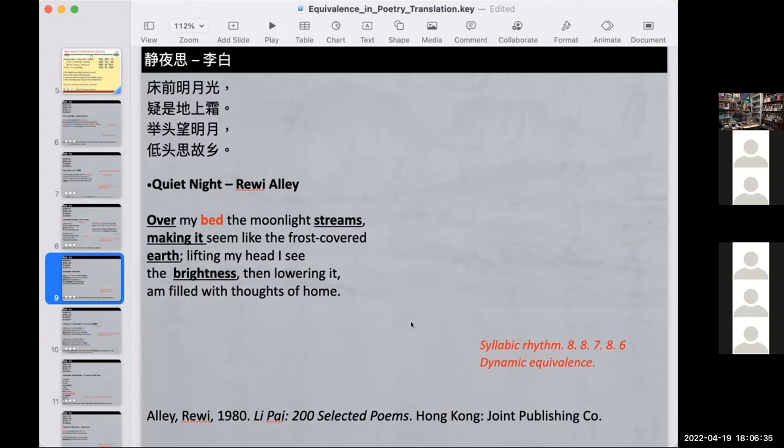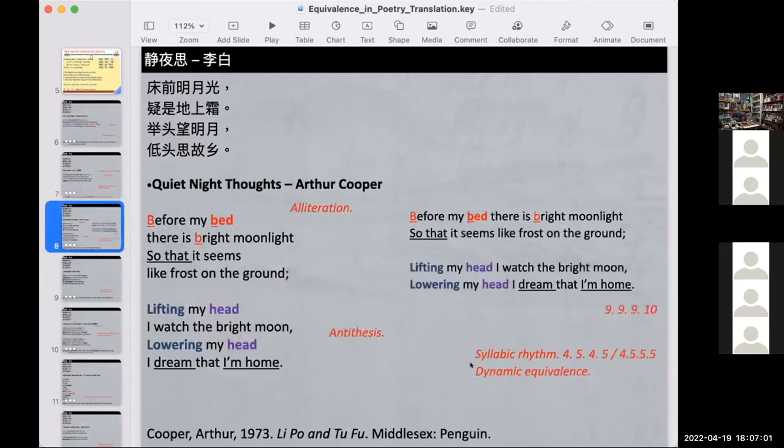But why did he do that? Because of the syllabics. When we see that, we should realize that if the accents are not so clear, if it's not accentual, then we know that it's syllabic. That's why you see it's 8, 8, 7, 8, 6. And he rendered it in 5 lines, not 4. So this is dynamic equivalence, not formal equivalence. This is dynamic because his main target is the English reader. His main focus is the target reader, not the source reader.